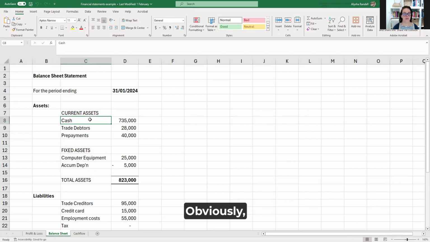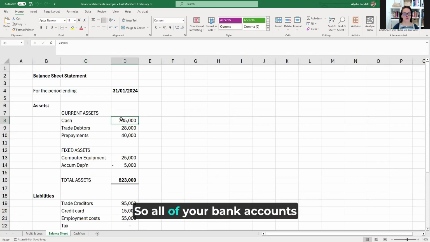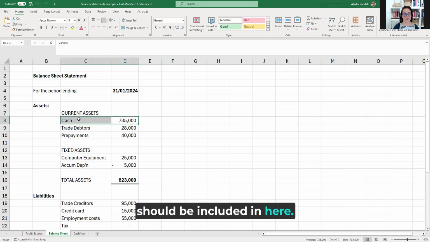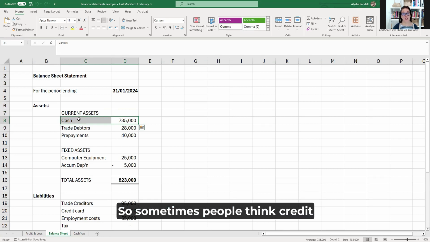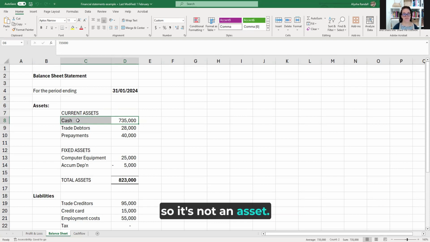So obviously, cash is a current asset. Cash can be converted to cash easily. So all of your bank accounts should be included in here, bank accounts that have cash that you can access. Sometimes people think credit cards because it's associated with your bank. However, credit cards is not cash that you can access. You owe cash, so it's not an asset.